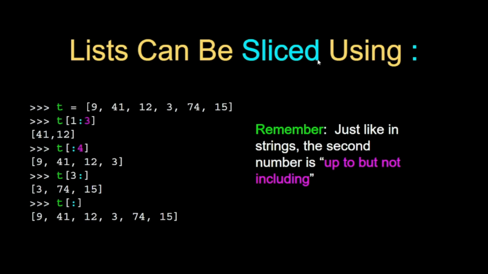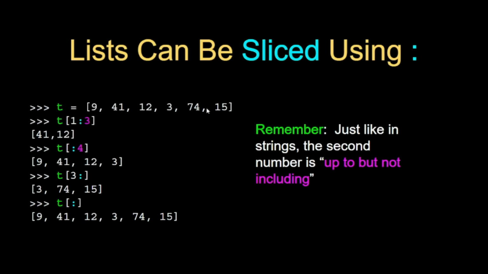Now what is the meaning of slicing? When I talk about slicing, it means that you can cut some values, some elements, inside a list without disturbing the order of the list. You can just take out some of the values from a list and print them. For example, here we have a list named T equal to 9, 41, 12, 3, 74 and 15. There are 6 elements inside the list.